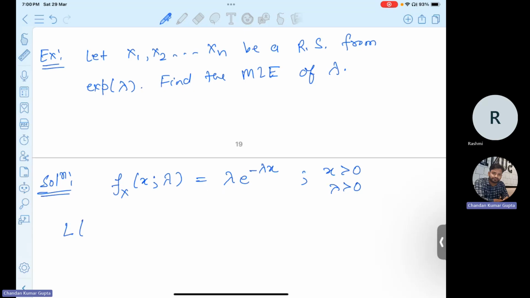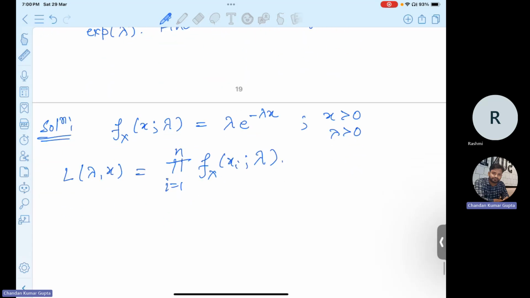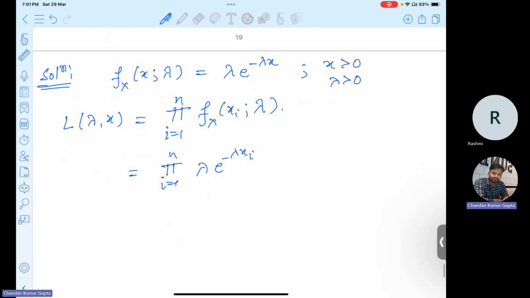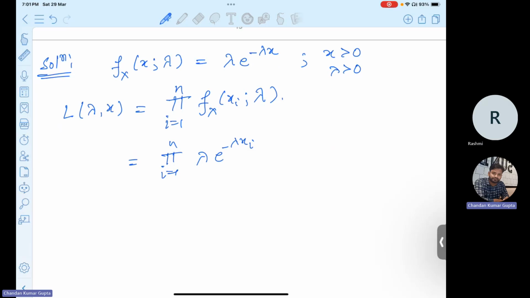So the likelihood function L of lambda is defined as the product for i from 1 to n of lambda e to the power minus lambda xi. Lambda is common, so lambda to the power n times e to the power minus lambda times the summation of xi, i from 1 to n.